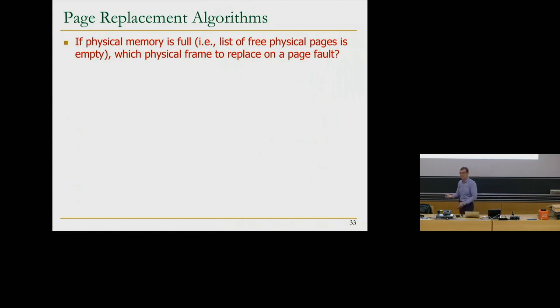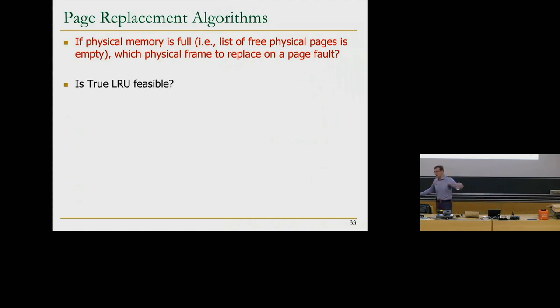Because whenever the operating system needs to allocate a physical page to a virtual page that is on the disk, it needs to say, okay, I have these free physical pages, so let me allocate one. So the operating system has these data structures to enable virtual memory, and that's one example data structure. If that list is empty, meaning physical memory is full, which physical frame do you replace on a page fault? Essentially, this is very similar to cache replacement.